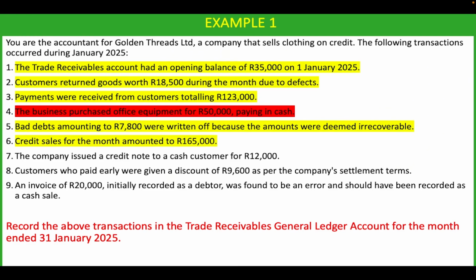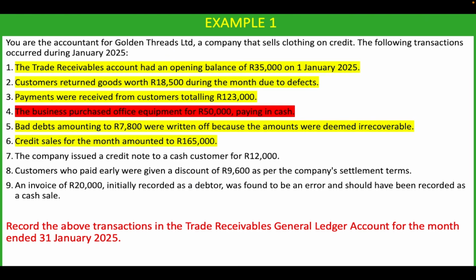Number 7, the company issued a credit note to a cash customer for 12,000 rand. Now what is happening here? Well, a company is issuing a credit note. What do we understand a credit note to be? A credit note is something that the company would issue acknowledging that they now owe whoever we are issuing the credit note to. Why do we issue a credit note?